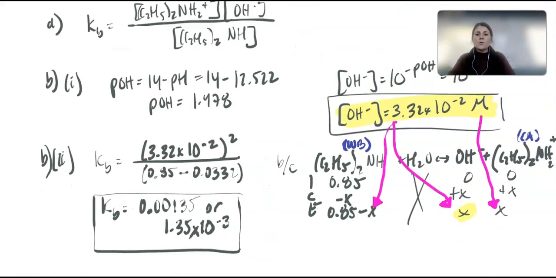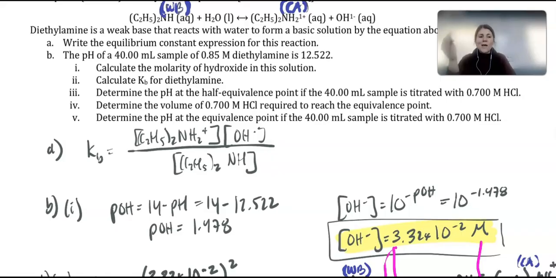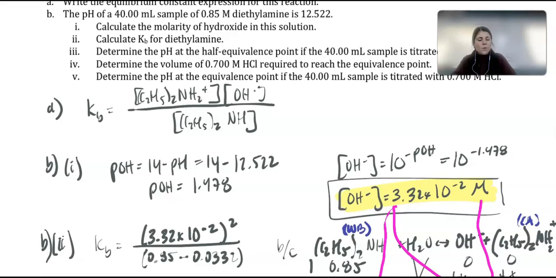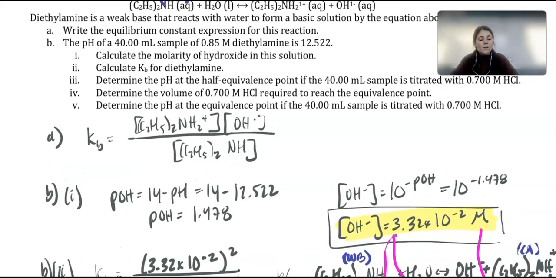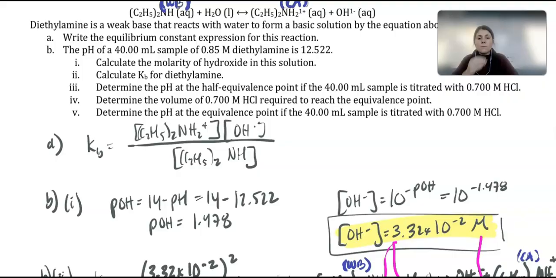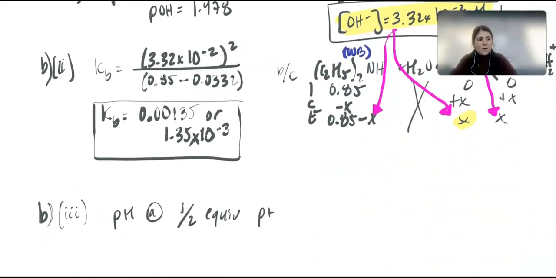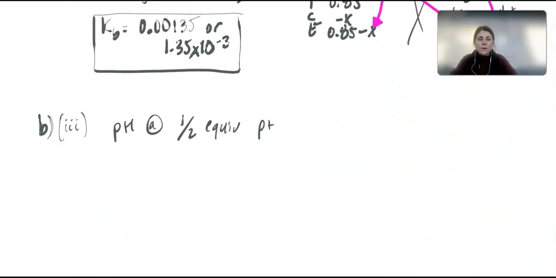All right, so B triple I, and so on, I will do as I go with you. I just wanted you to get the first part under your belt. If you want to try the rest of the 3 parts, you're more than welcome to, but I'm just going to go over this with you. So part B triple I says determine the pH at the half equivalence point if the 40 milliliter sample is titrated with 0.7 molar HCl. So the pH at half equivalence point. There's a reason why I have you annotate all of those titration curves, is for you to visualize what happens at half equivalence point.